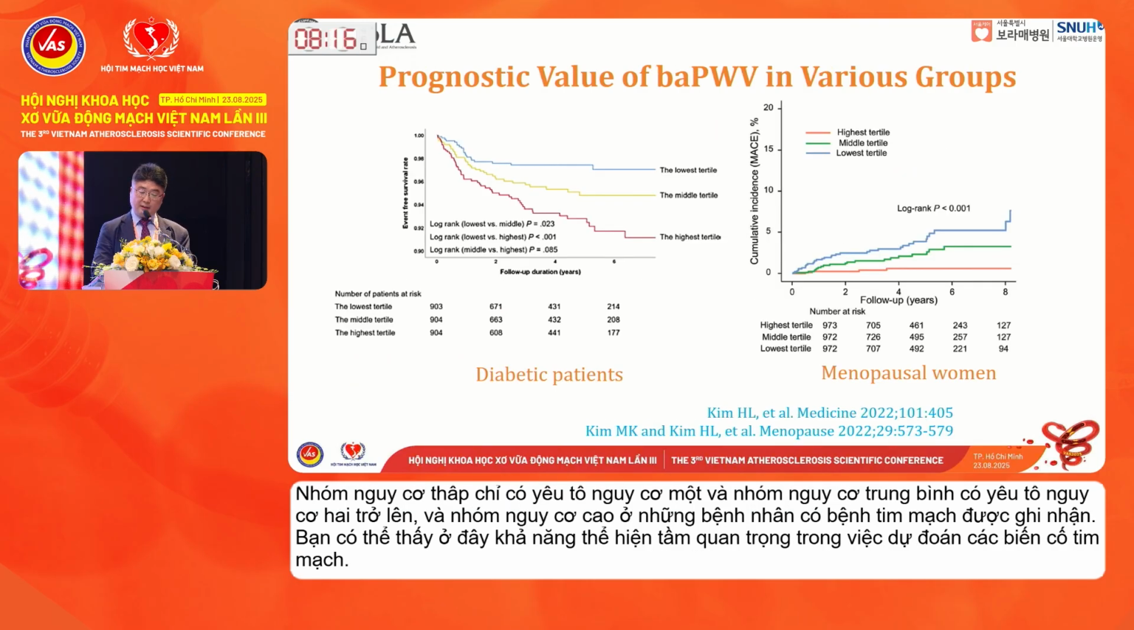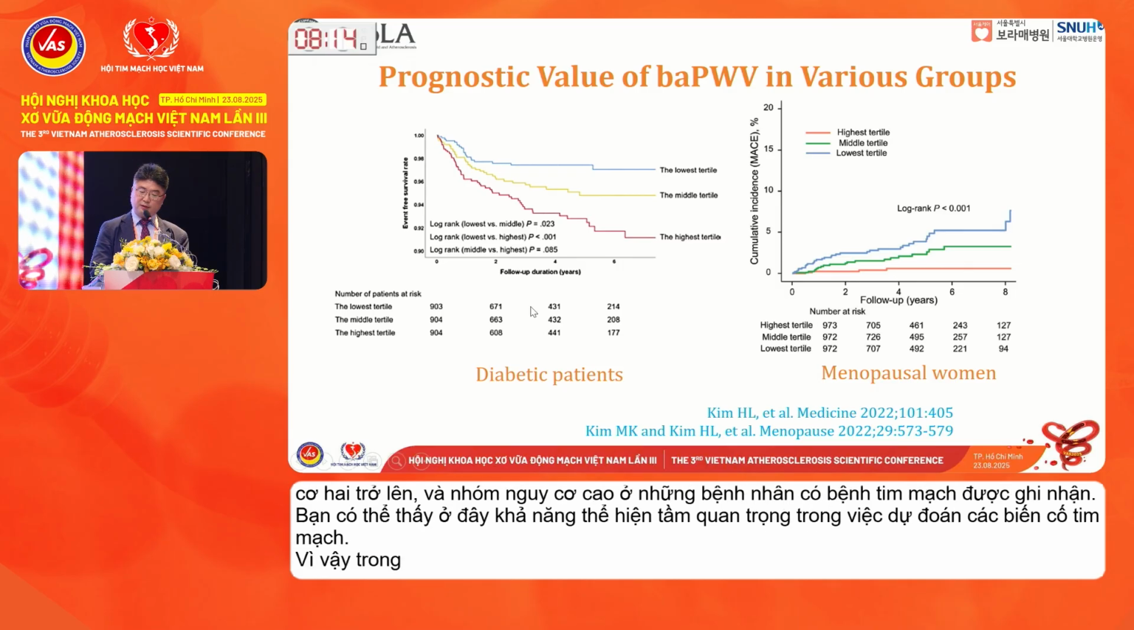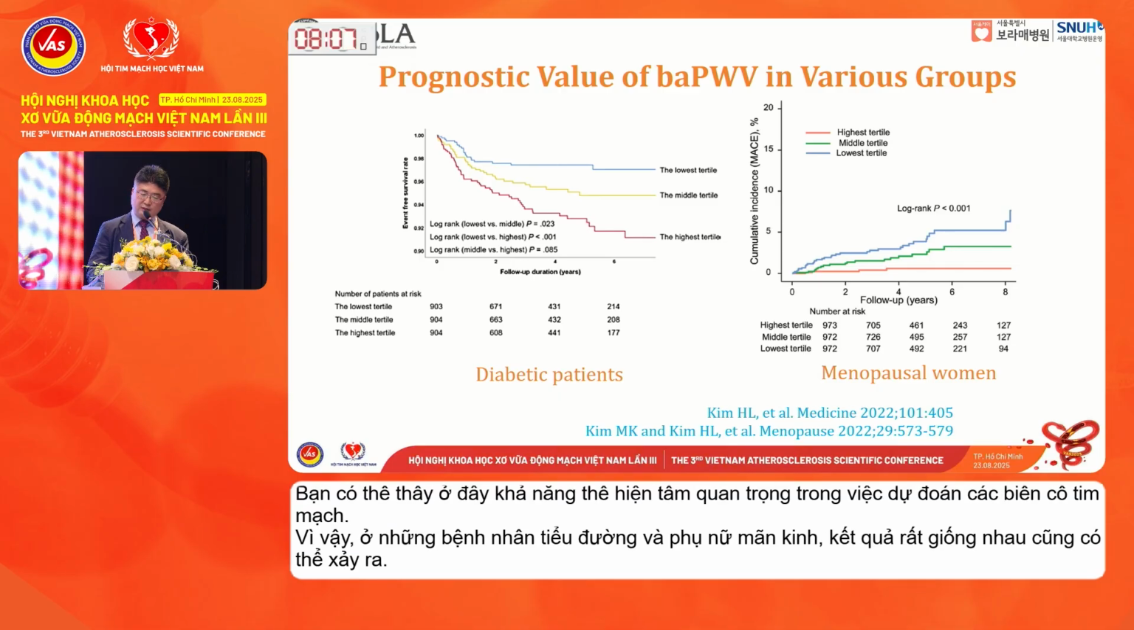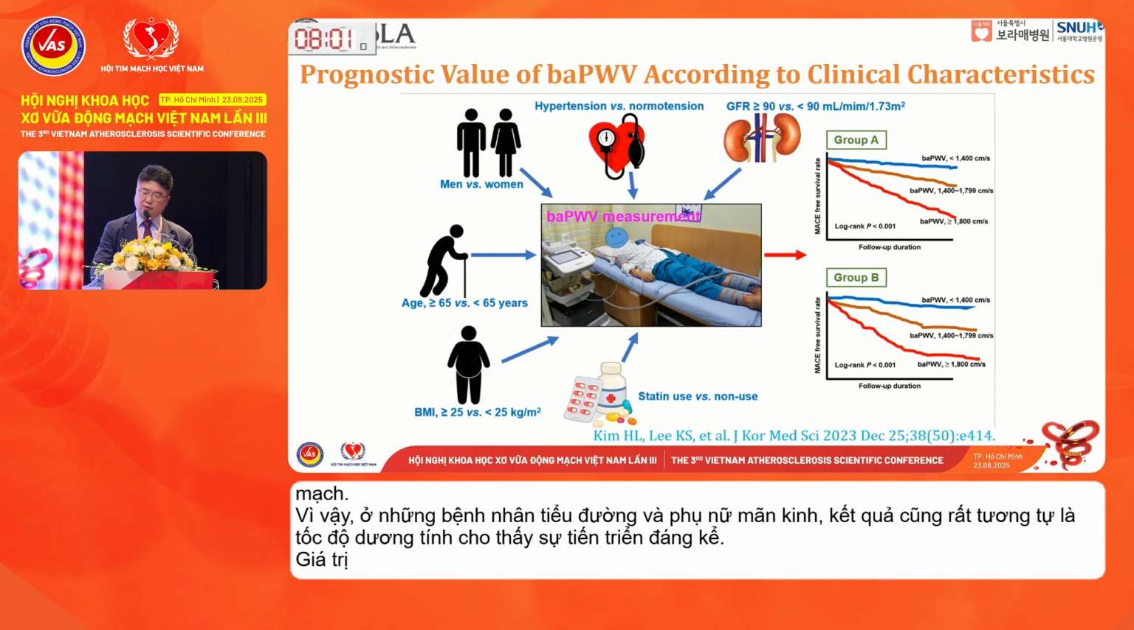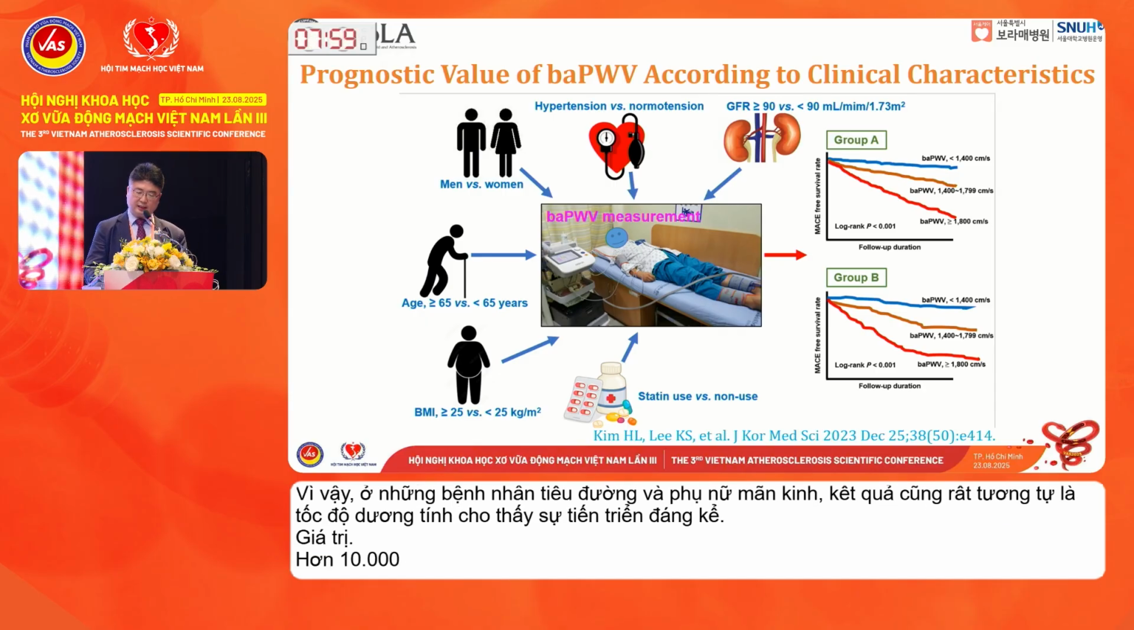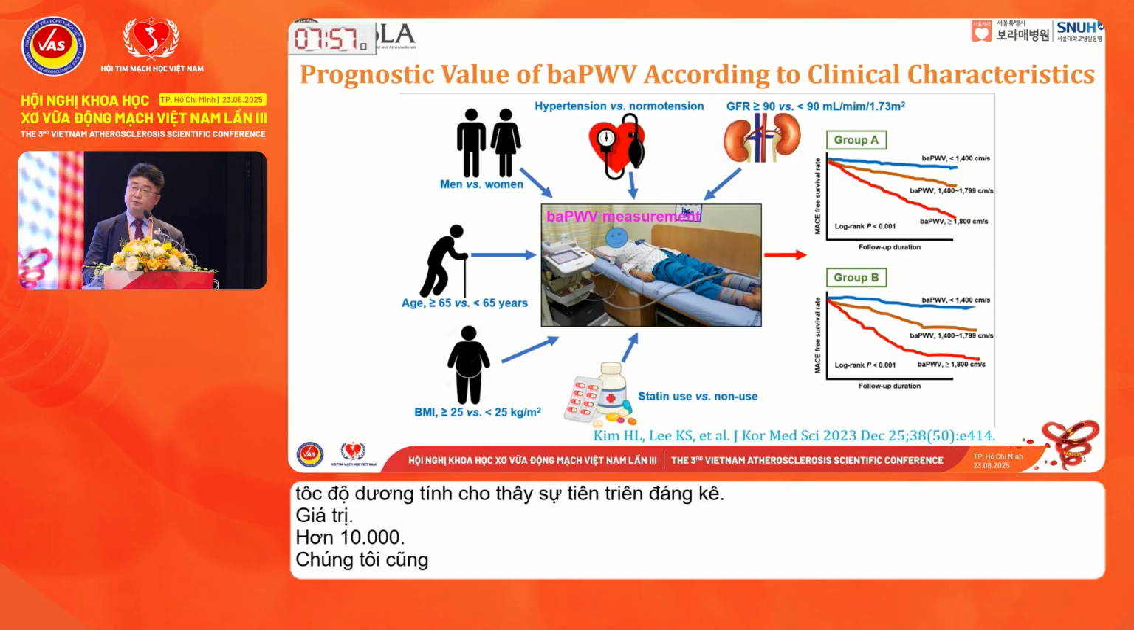So in the diabetic patients and menopausal women, also the very similar result. This pulse wave velocity showed significant prognostic value. More than 10,000, we also investigate the prognostic value of pulse wave velocity according to the clinical situation.